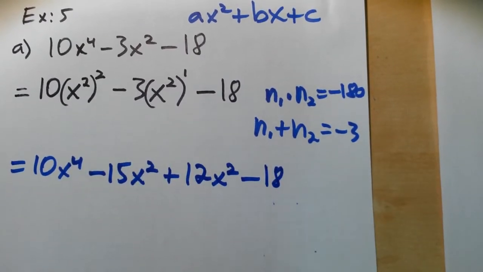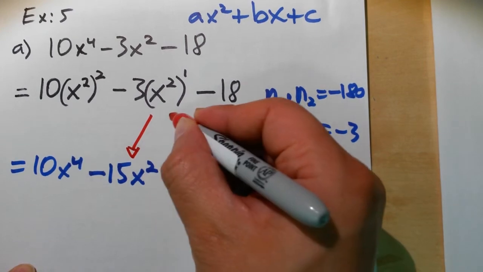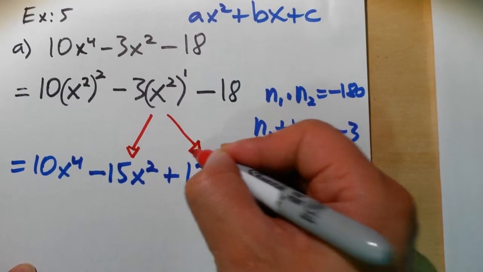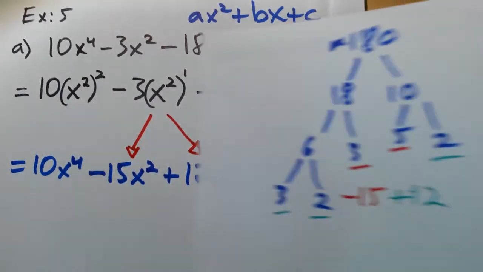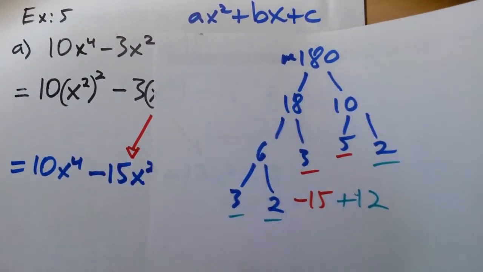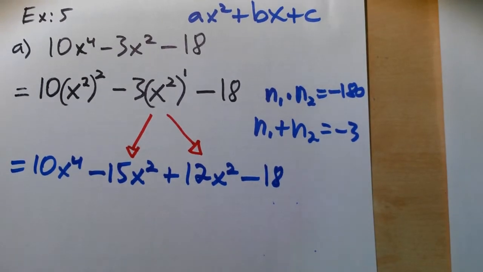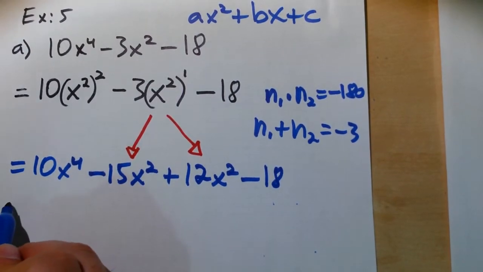Those were the two numbers that we got, negative 15 and 12, and we're using them to split our middle term. Then essentially it's the same as before. Let's group the terms. Let's go slightly faster with this.